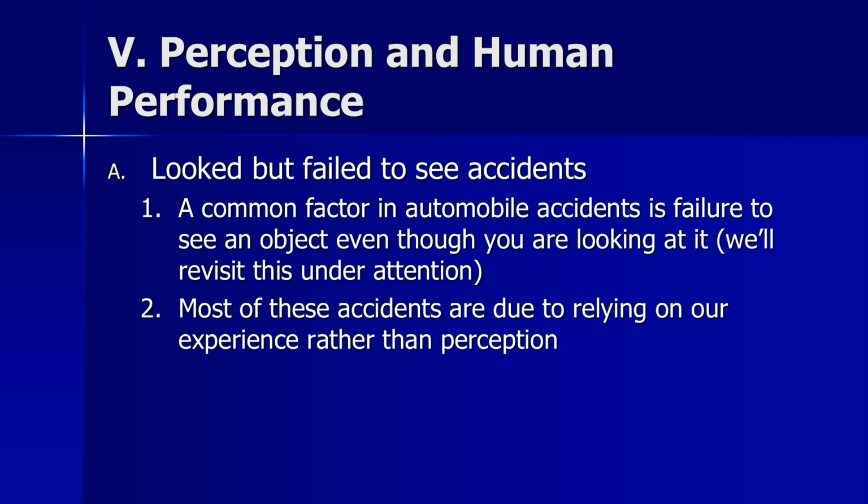So I want to finish up our discussion related to a little bit what we just talked about, which is talking about perception and what we call human performance, which is how people perform in real-world situations. One of the most common things that can happen on the roads is what we call a look but failed to see accident. A common factor in these automobile accidents is a failure to see an object even though you're looking right at it. And we'll revisit this under attention, but people can look right at something and not see it. And we've all done this. We've all been looking for our keys, and they're right in front of us.